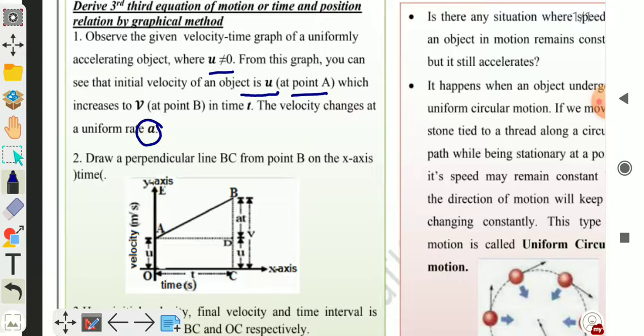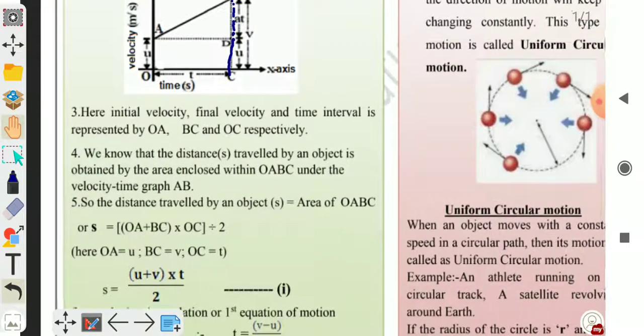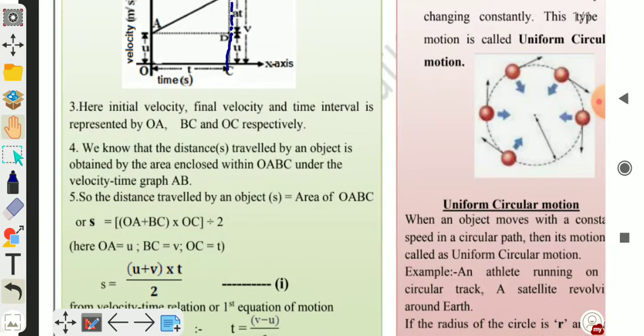Draw a perpendicular line BC from B on the x-axis. So you have to draw this line perpendicular to the x-axis, and the line is BC. Here the initial velocity, final velocity and time interval are represented by OA, BC and OC. OA is the initial velocity, that means u, BC means final velocity v, and OC is the time interval, that is t.